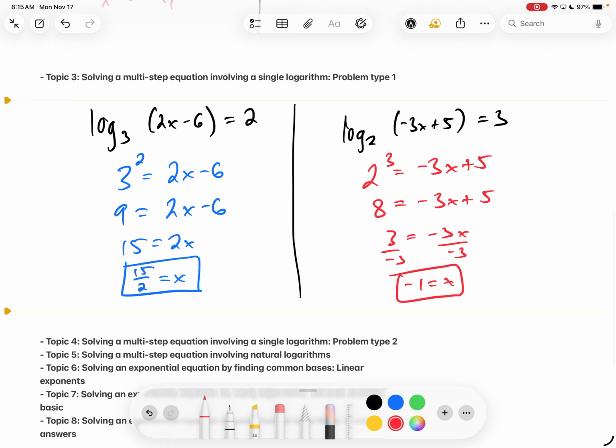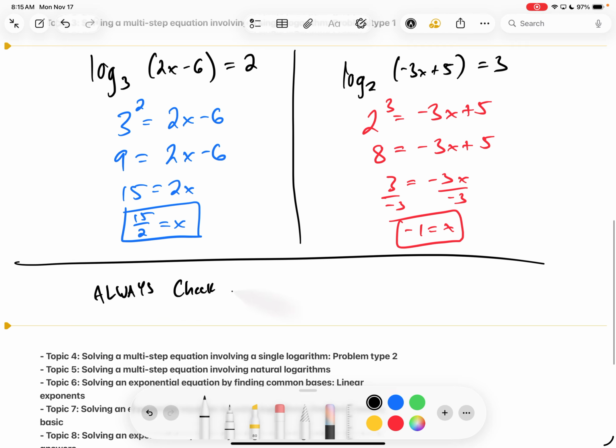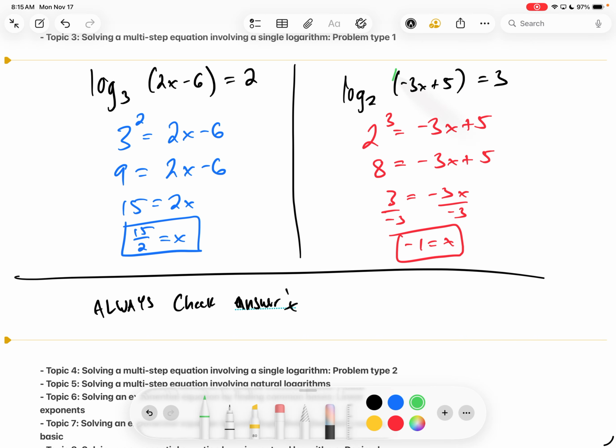By the way, you should always take these and plug them back in and check your answer. And you don't always have to fully plug it back in. But what you want to do is make sure that this right here is going to be positive, because you can never do the logarithm of a negative number or 0. Okay. So if I plug this one back in, all I really need to do is negative 3 times negative 1 plus 5. And that would be 3 plus 5 is 8. Okay. So since that is positive, we're okay. But if you ever plug it back in and you get a negative there, then that's not good.